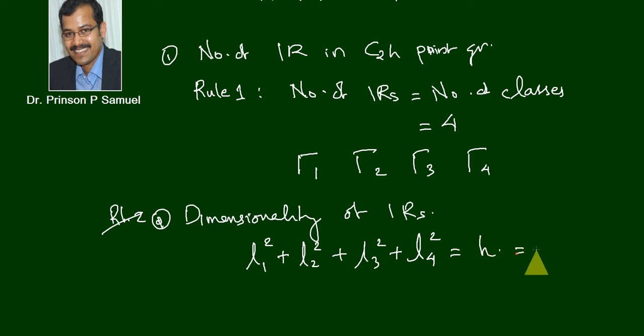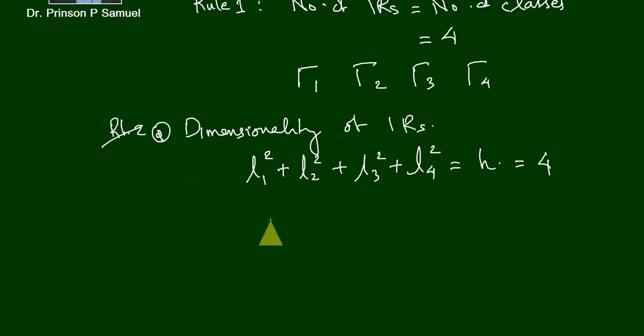And H in our case is equal to 4. Therefore, L1 square plus L2 square plus L3 square plus L4 square is equal to 4. And this is possible when L can have values plus 1 or minus 1. But we cannot adopt the value minus 1.